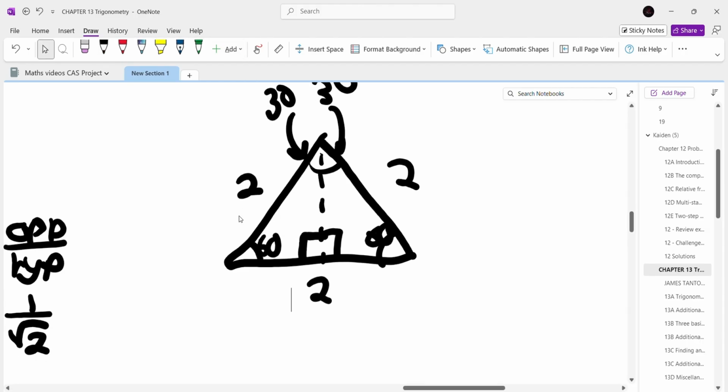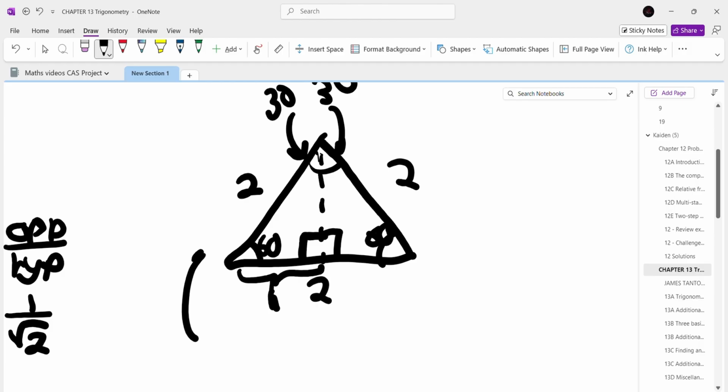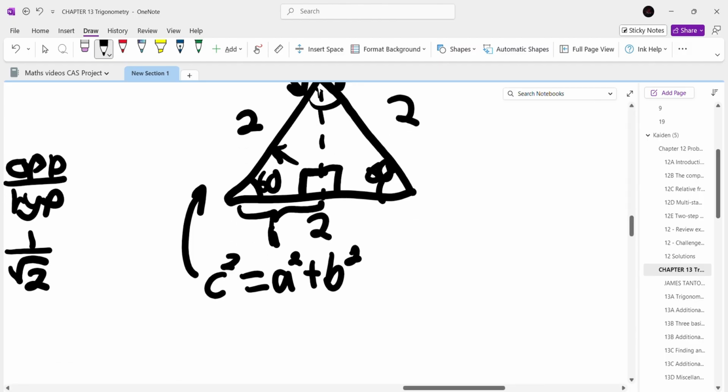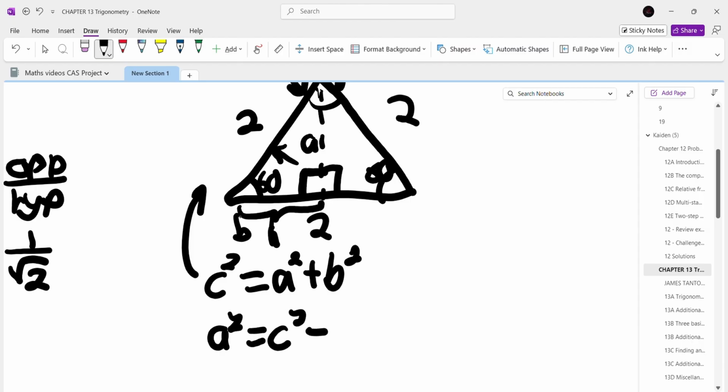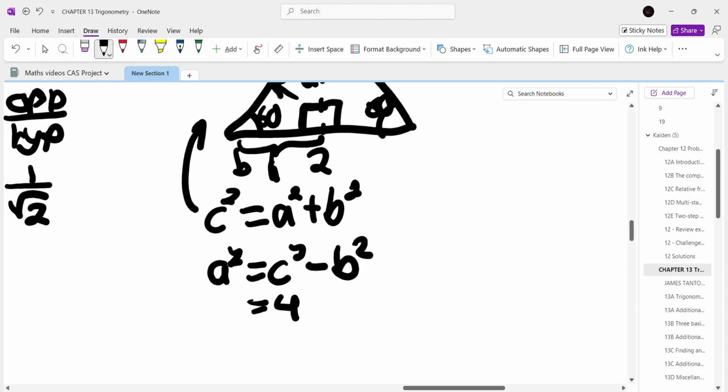So therefore, the side length here for this little individual section is 1. And in order to find this length right here, we just use the Pythagorean theorem. So obviously we have our long side right here because it's opposite to the right angle. So then we take c squared equals a squared plus b squared. So we'll attribute this side to a and this side to b. So we'll say that a squared equals c squared minus b squared, which is 4, because 2 squared is 4, minus 1, which is 3, and therefore a is just equal to the square root of 3.